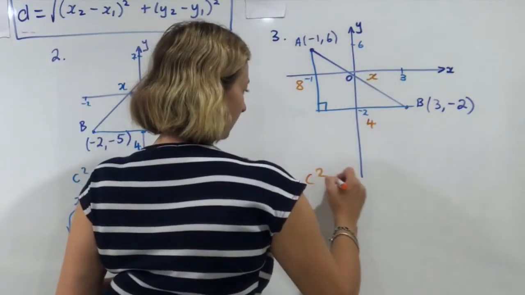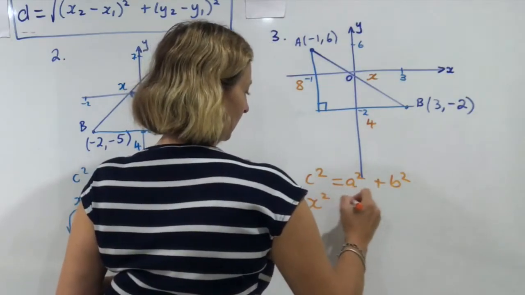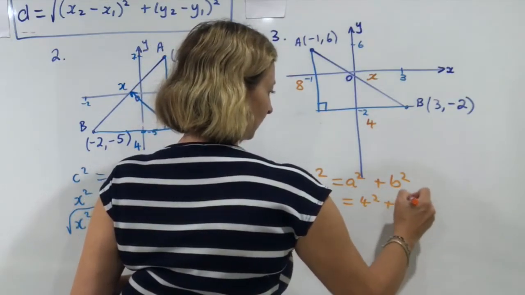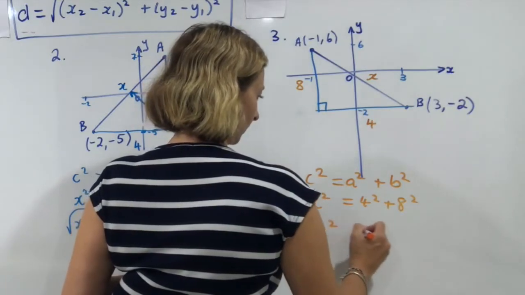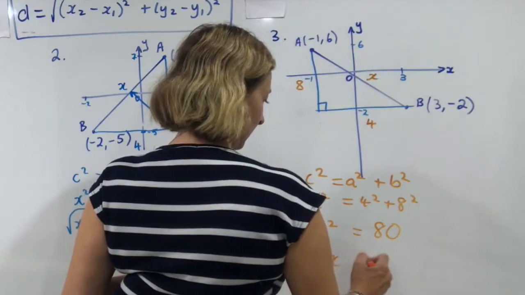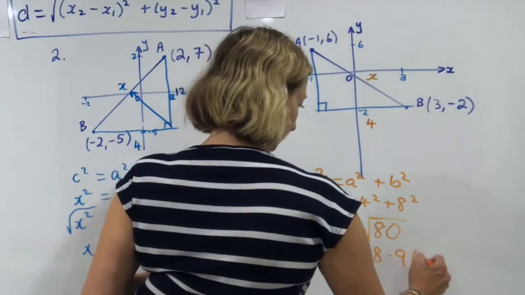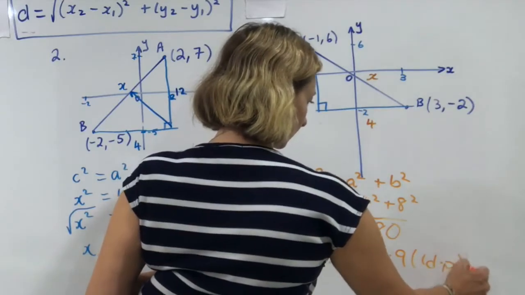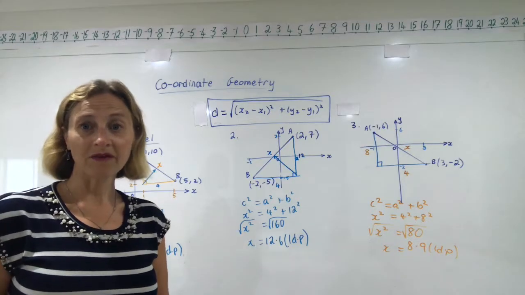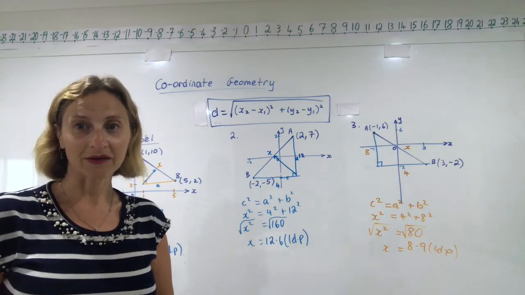So I have Pythagoras. X squared equals 4 squared plus 8 squared. So x squared is going to equal 80, and then x equals the square root of 80, 8.9 to 1 decimal place. So we should have no problems there. Everybody get that? Remember, it's just Pythagoras.